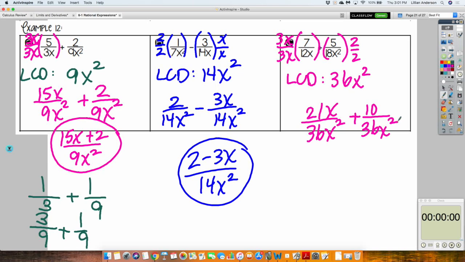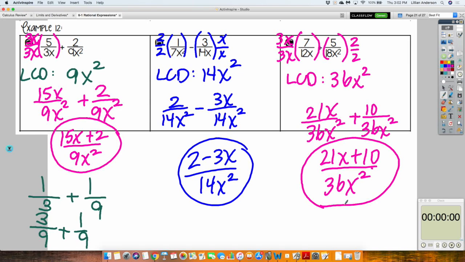With common denominators, I can add them up. Can I simplify the top? So I'm done. Questions here? Get the common denominator. Common denominator.